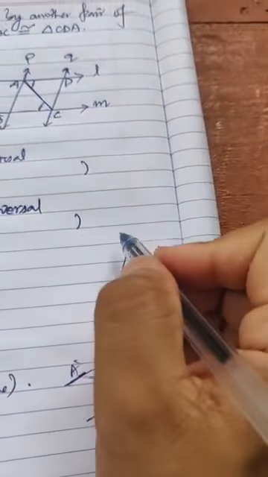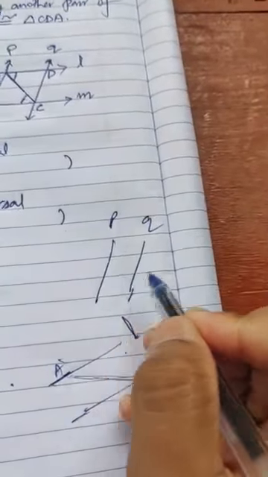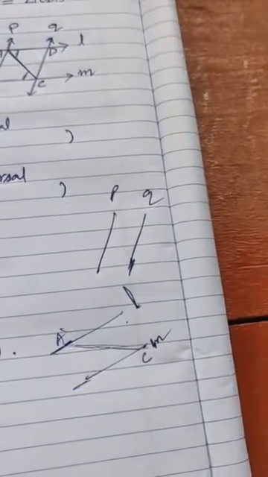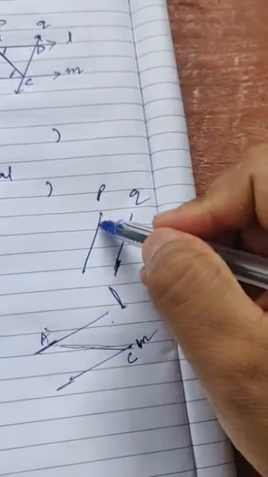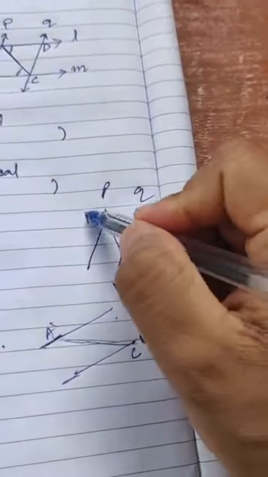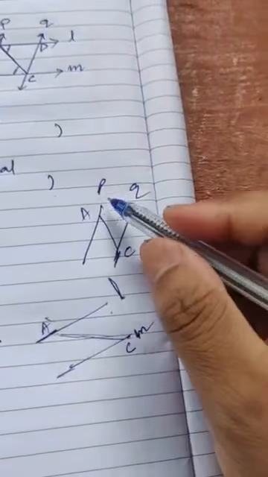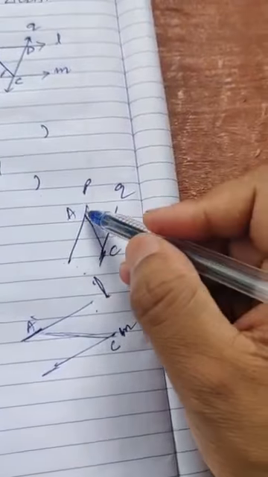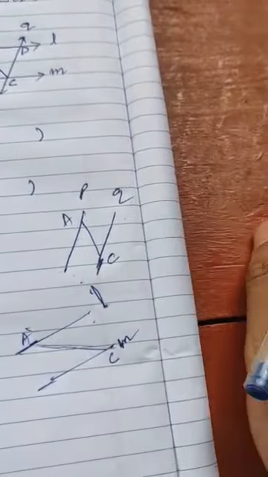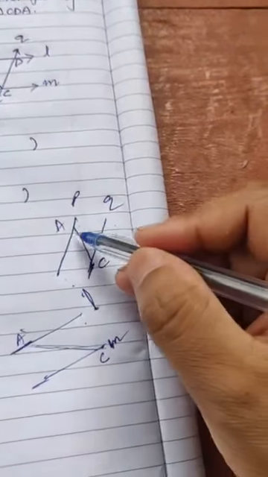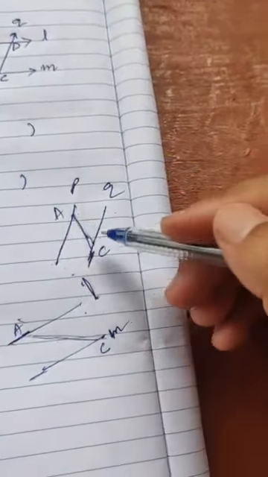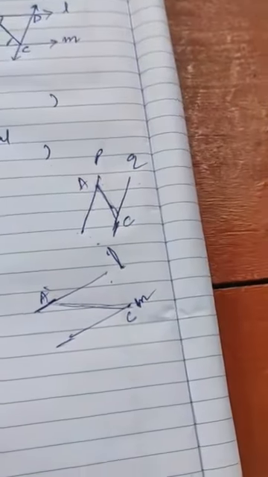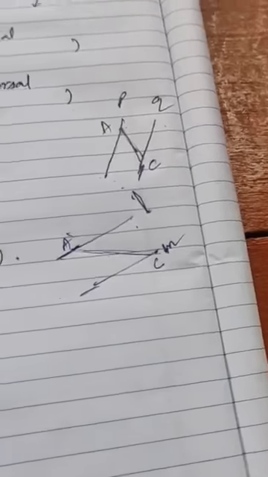Okay, this is P, this is Q. Then suppose somewhere I have cut it like this. This one A, this one C. Here we have other names, no need to worry about that. But right now, these lines P and Q are parallel, and they are connected by this line. This is not a diagonal. We cannot say this is a diagonal. This is the transversal.